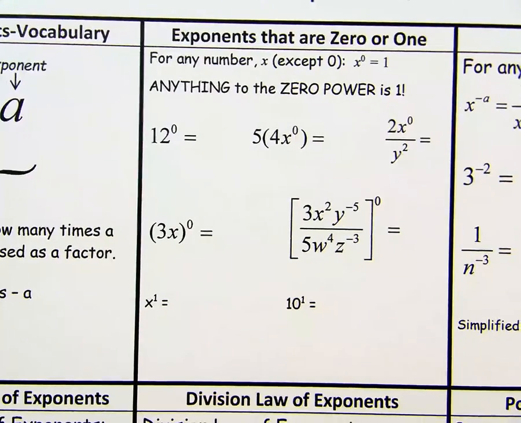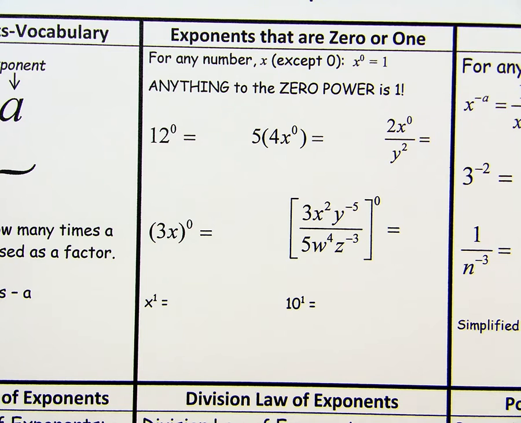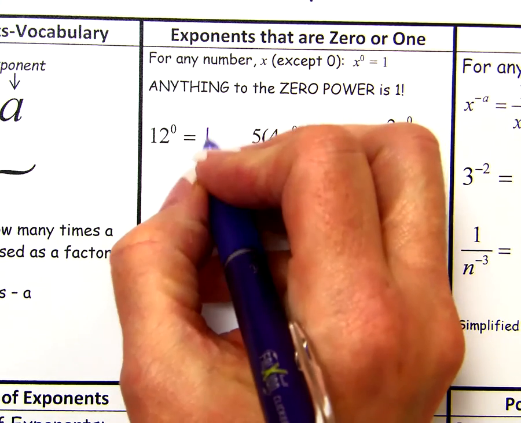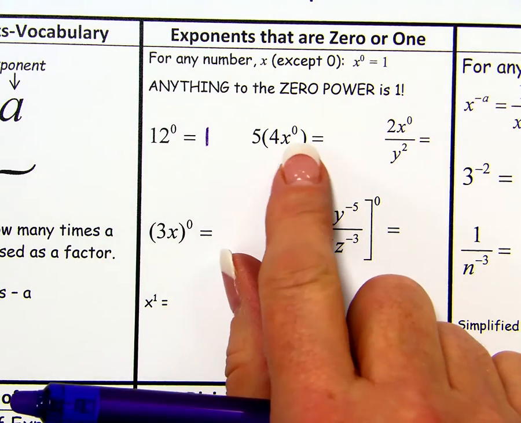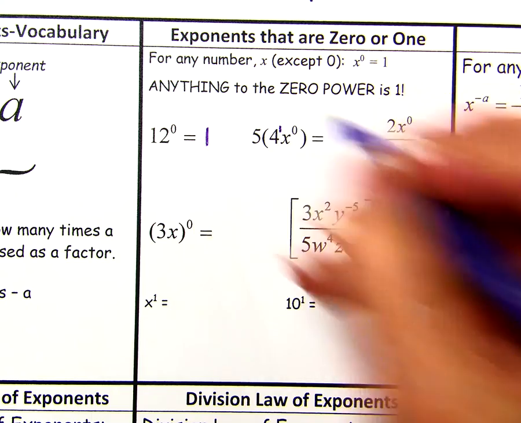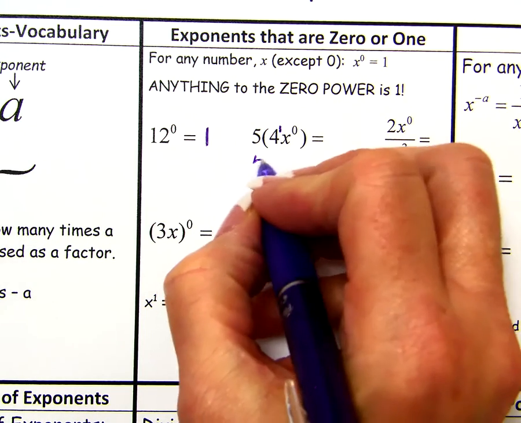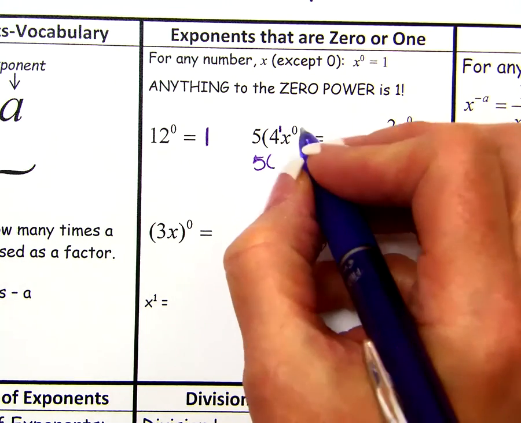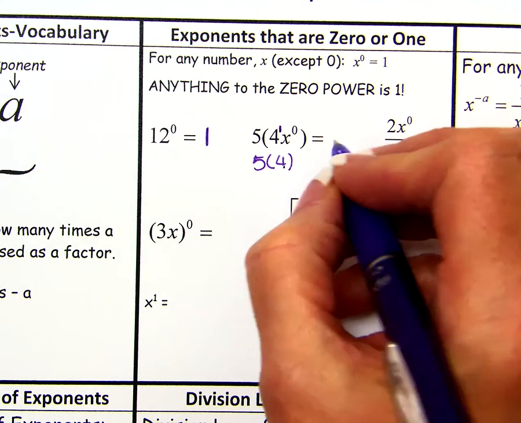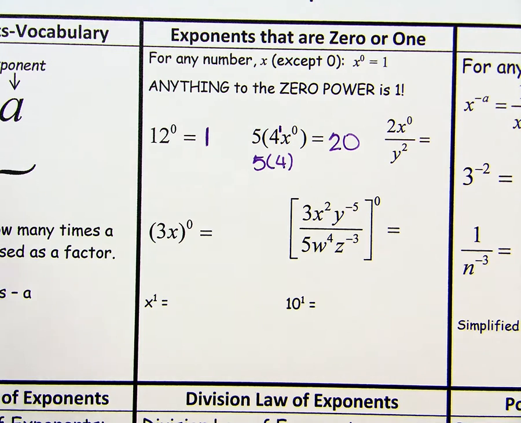So exponents that are 0 or 1. So let's first look at an exponent of 0. Anything raised to the 0 power is 1. Here, what's being raised to the 0 power is actually the x, not the 4. The 4 is being raised to the first power. So this becomes 4 times 1 because x to the 0 is 1. So we end up with 5 times 4, which is 20.